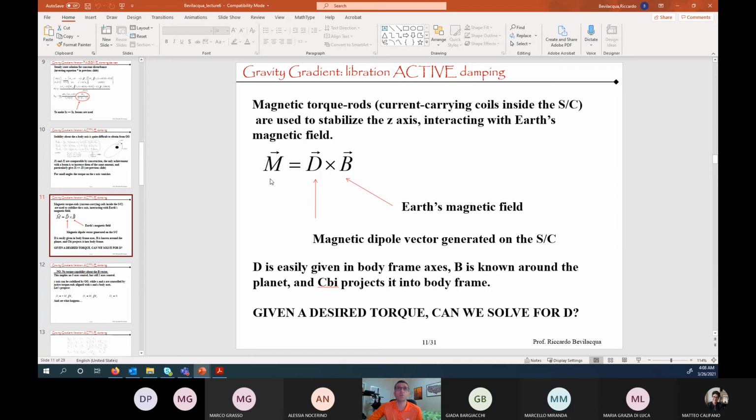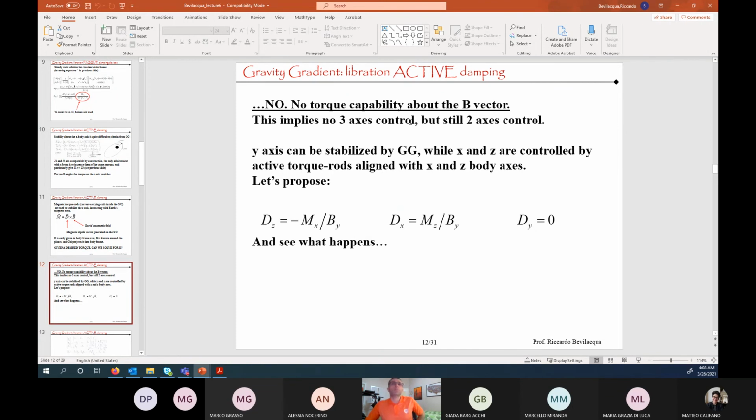It's pretty obvious that if you have a B at the specific location where you are, and M, the desired torque, that are parallel, you cannot do it. You cannot really create that torque. If your desired torque is parallel to B, there's nothing you can do really. So, in general, that means that you don't have at least continuous 3-axis control. You definitely have 2-axis control with the magnetic action, but not 3-axis, not in general. You may actually have 3-axis control for the majority of your orbit, but there could be those instants or intervals of time where you require a torque that is very close to B, and so you don't obtain much.